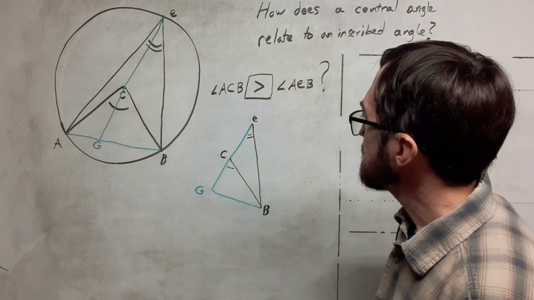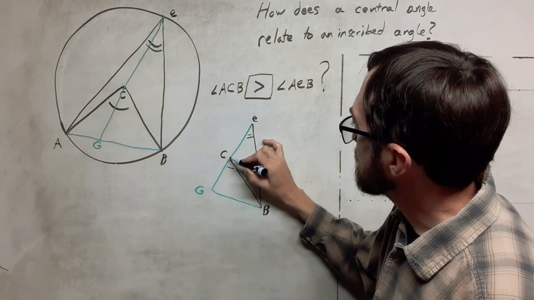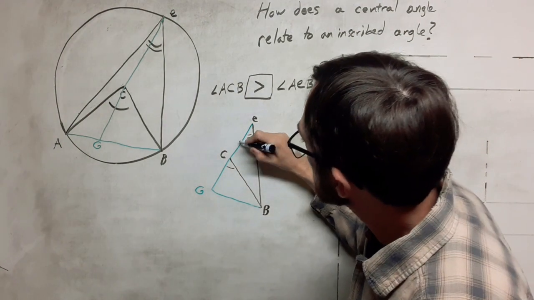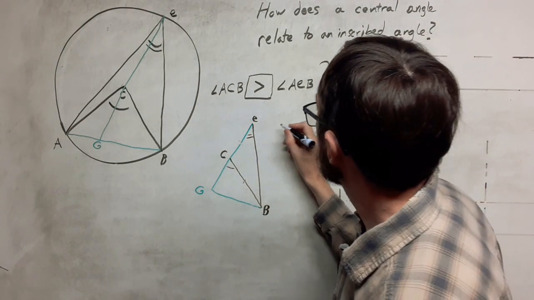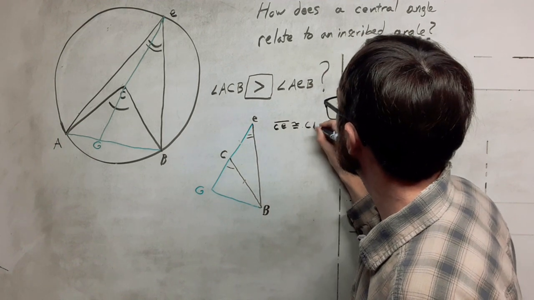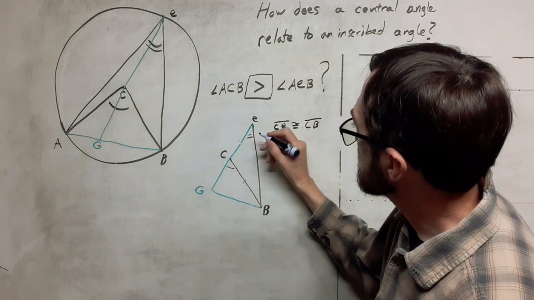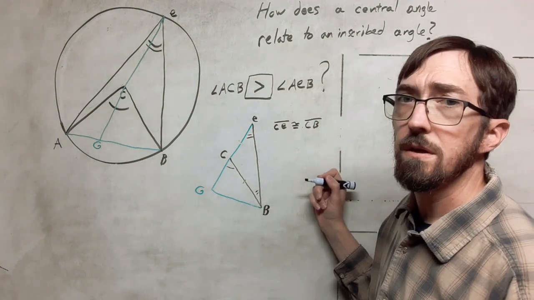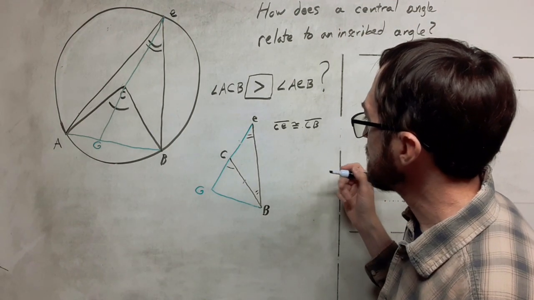One thing that we can notice is that between C and E and C and B, this is the center of the circle, and these 2 points are on the circumference, so that means that this and this are radii. So CE is congruent to CB. That means that we know that this angle here and this angle here are going to be congruent by the isosceles triangle theorem.